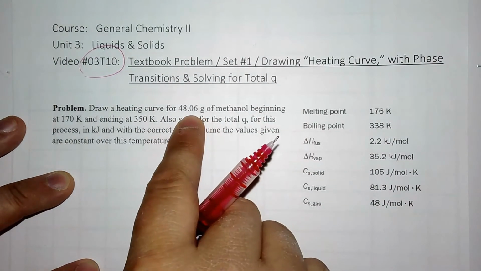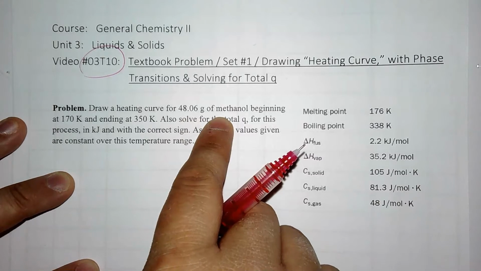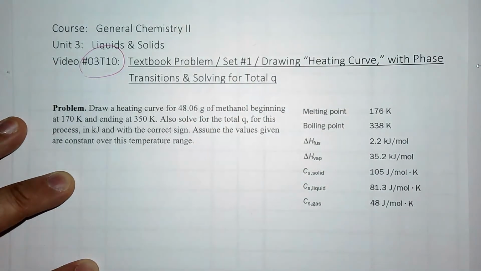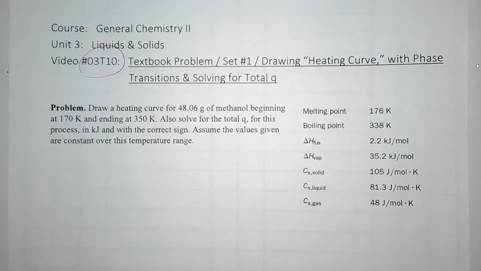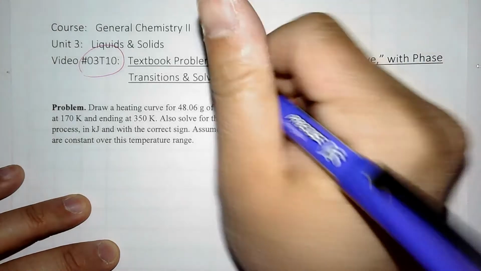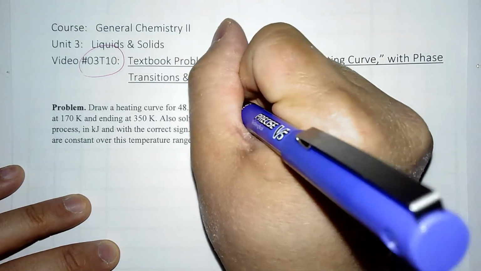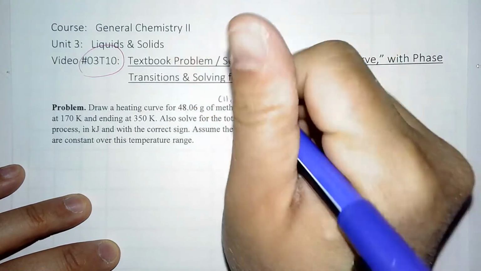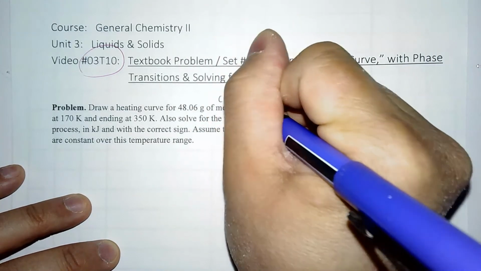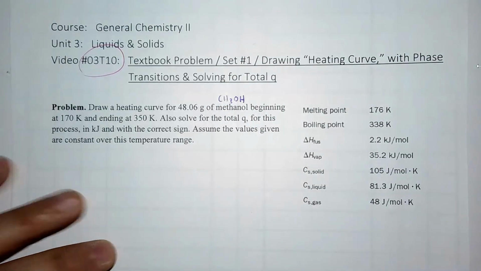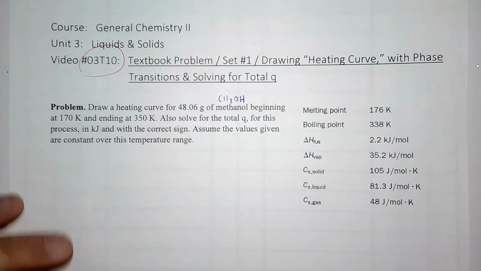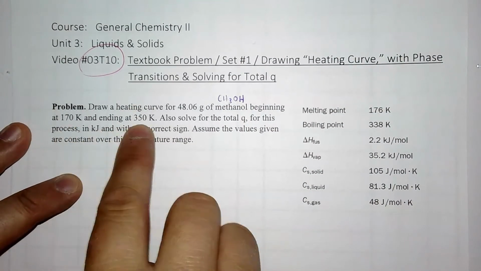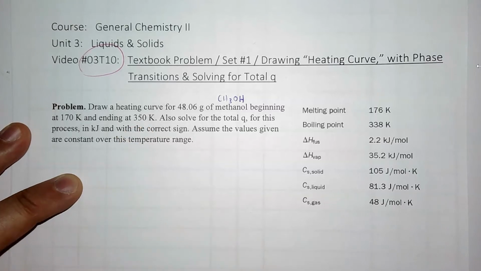We have grams of methanol. If you recall your Lewis structures and chemical structures, methanol is CH3OH, beginning at 170 K and ending at 350 K.